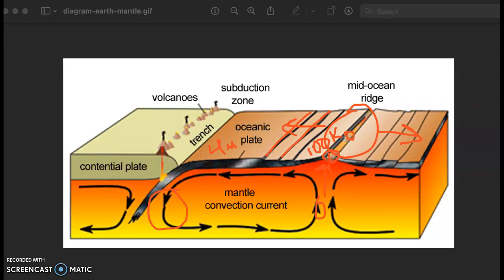So at divergent plate boundaries, the younger rocks are always going to be closer to the boundary, and the older rocks are always going to be further away from the boundary, because it's a constant rate of new rock coming up at the boundary and pushing old rock away. So that's one thing I really want you guys to understand.